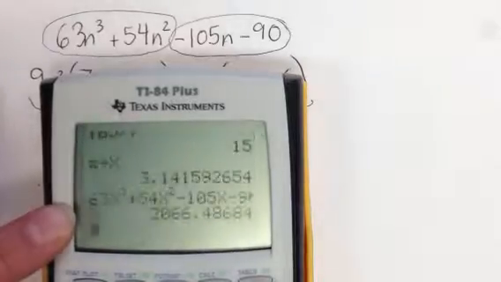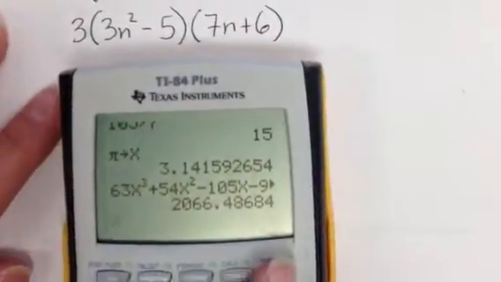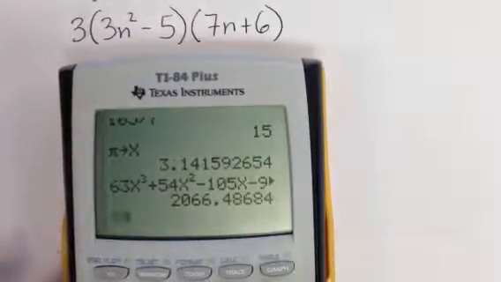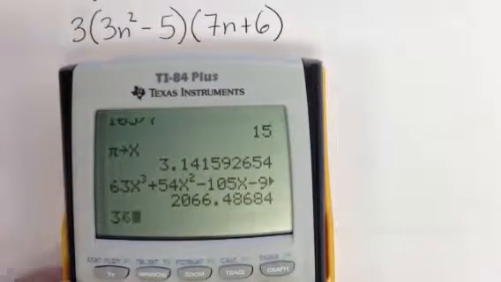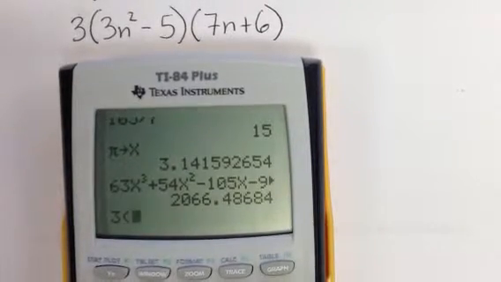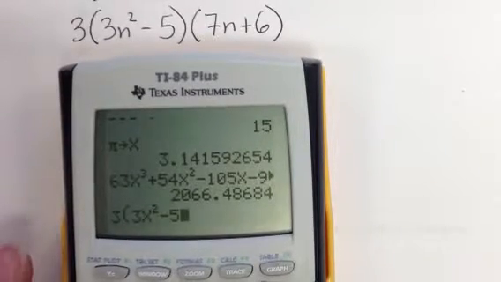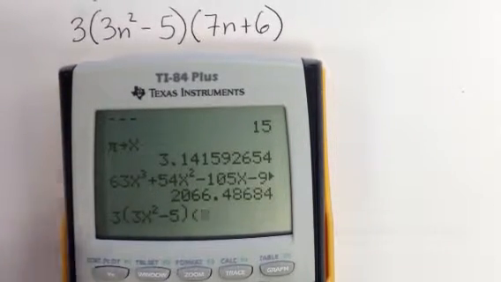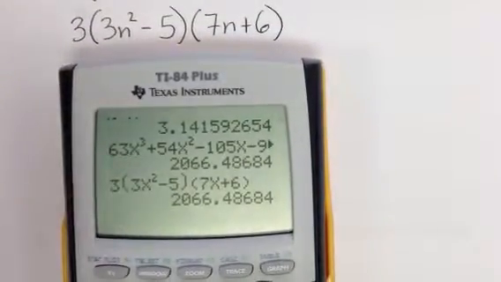Find out what it is. I don't care what it is. I just want to make sure it matches my answer. Because when you factor or simplify for that matter, you need equivalent. They should be equivalent to the original problem. So 3 times 3x squared minus 5 parentheses, 7x plus 6 parentheses, they should be equivalent, and they are equivalent. So I've factored correctly.